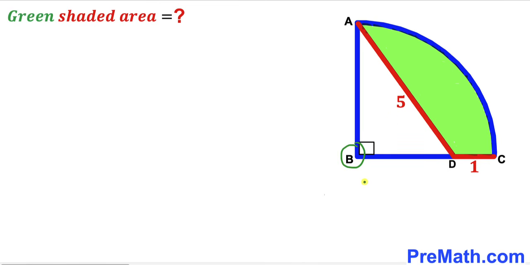In this video, we have this right triangle ABD fully confined in a quarter circle with center B, as you can see in this given diagram. As a result, we end up with this green shaded region. Moreover, this tiny horizontal segment CD is 1 unit, whereas this diagonal AD is 5 units. Our task is to calculate the area of this green shaded region.